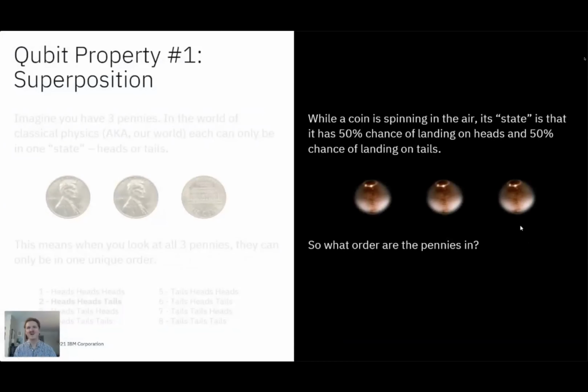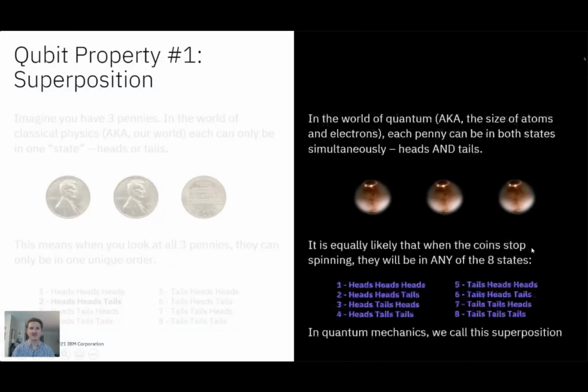So when a coin is spinning in the air, its state is that it has a 50% chance of landing on heads and a 50% chance of landing on tails, right? Unless the penny is weighted, it's going to be a pretty equal chance that it lands either way. So if I flip 3 pennies at the same time, what order are those pennies in? Think about that for 1 sec. What order are those pennies in if they're all spinning in midair?